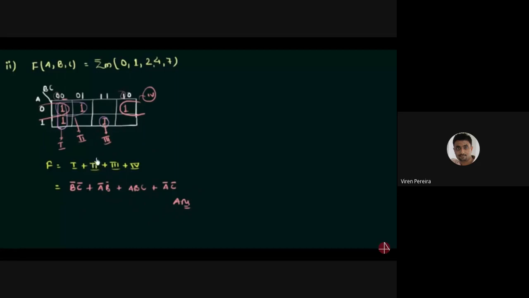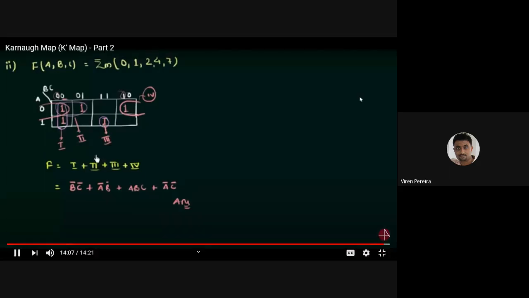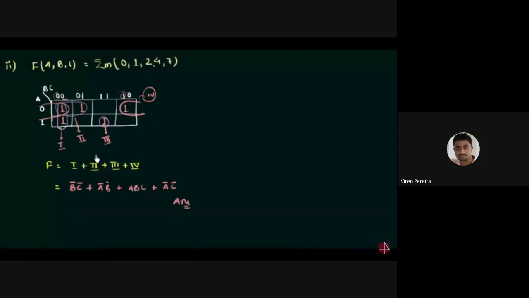So I think for this presentation, the two examples are sufficient. In the next presentation, we will solve some more examples and also see, if possible, the 4 variable K map. And I will tell you one thing, how pairing reduces the number of variables. Okay, so see you in the next presentation.